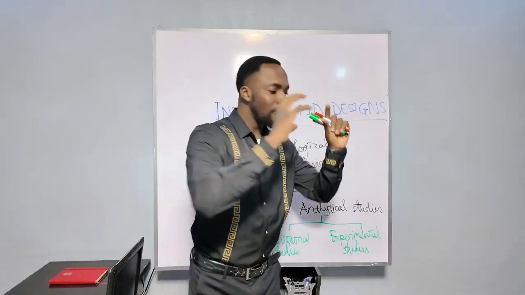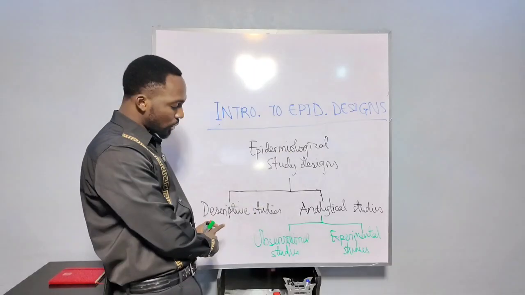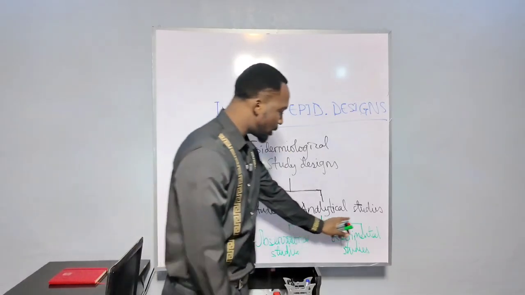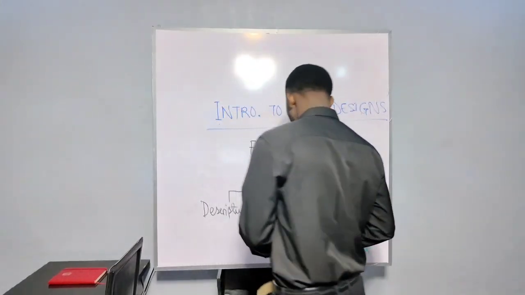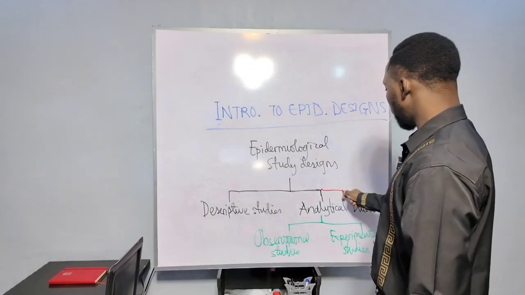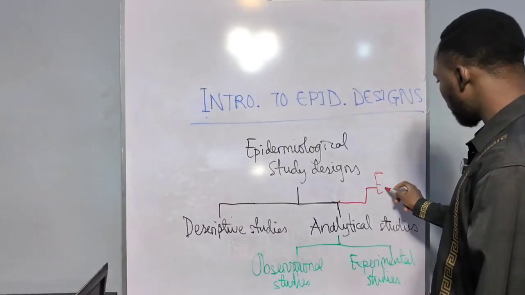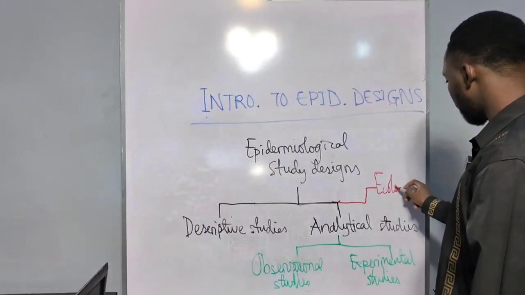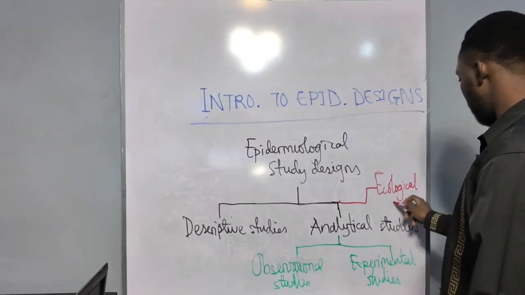Then, having talked about the descriptive studies, which is a type of epidemiological study, we then look at the analytical studies, two main types. In addition to this, I'll talk about that lastly, we have ecological studies.